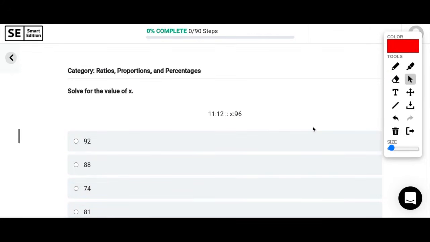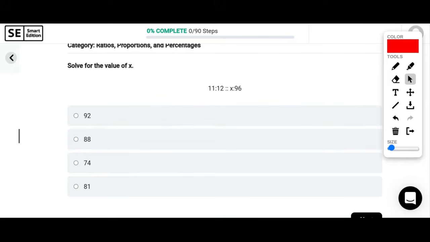Okay, solve for the value of x. So we have some ratios here. So this ratio is telling me that 11 to 12 is the same as x to 96. So I'm going to set this up. Again, we talked about this earlier, taking a ratio and writing it as a fraction. I'm going to write this as a fraction, 11/12, and say, well, that is equal to x over 96.